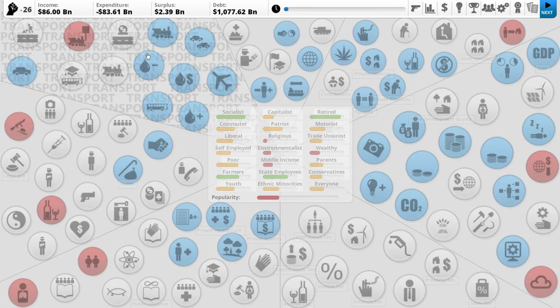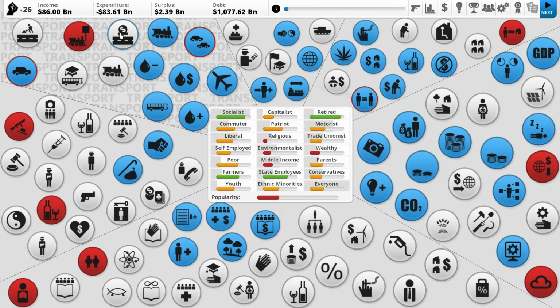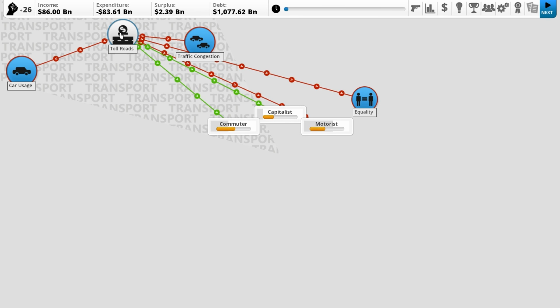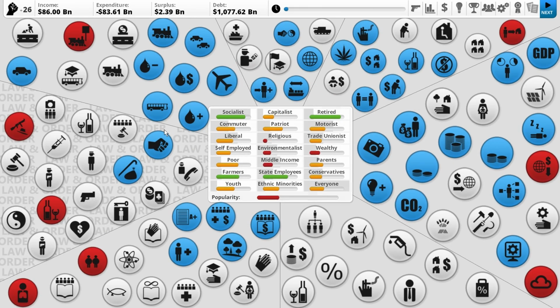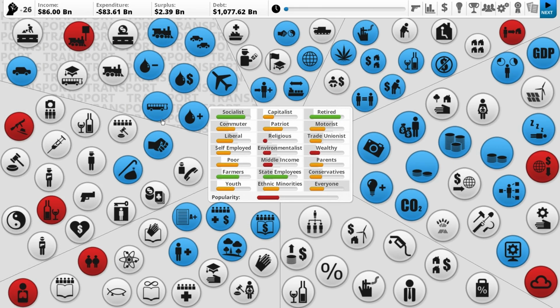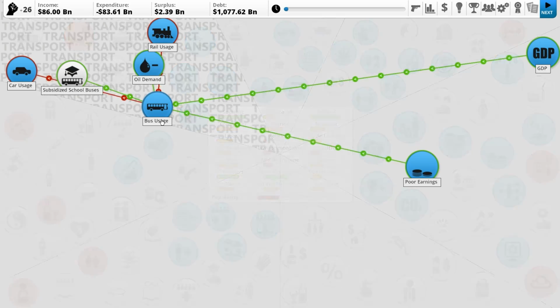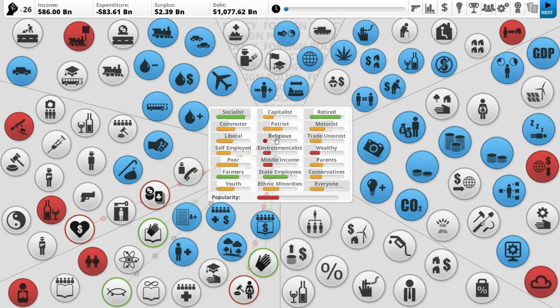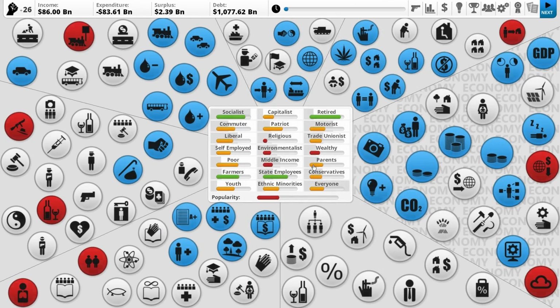Now, if I was to go over the toll roads, you'll see how that's affecting everything. It's a negative effect on car usage. Traffic congestion goes down. Equality, obviously, we know that's bad. But toll roads are a positive effect on the commuters and capitalists, but negative on the motorist group. So this is really a game of balance. You gotta balance so many things, and it can be kind of like a big juggling act.